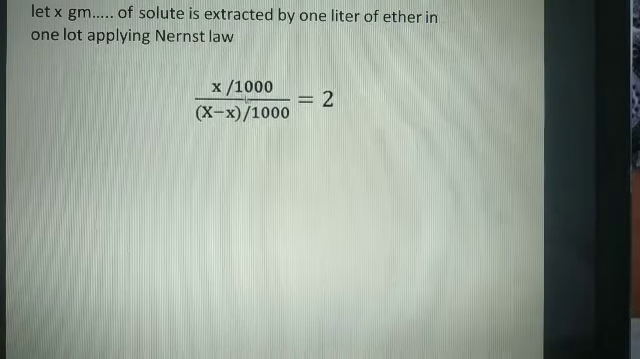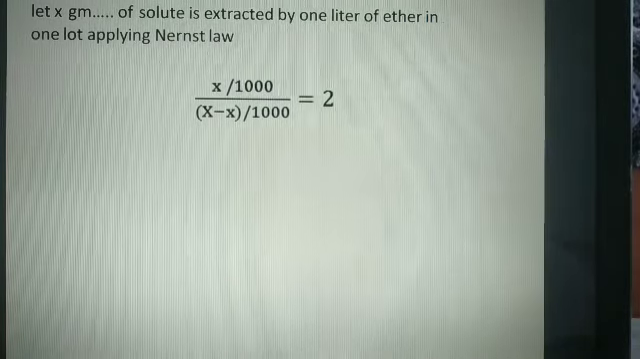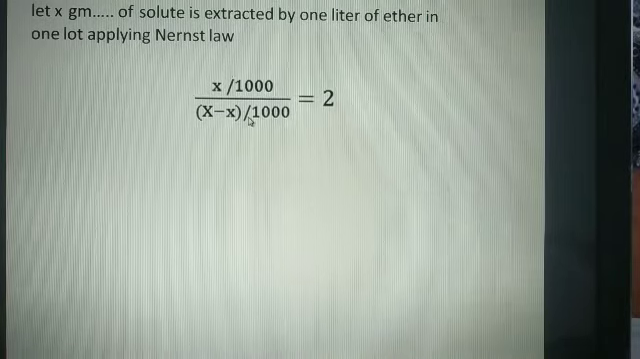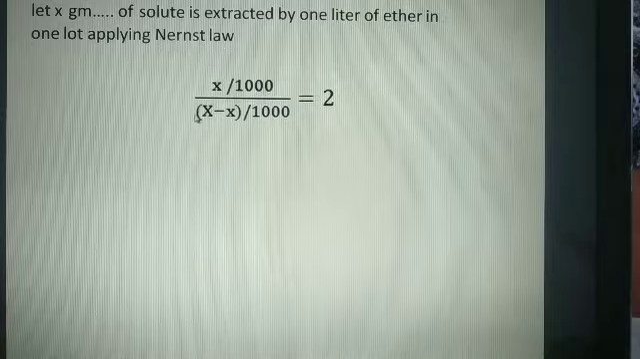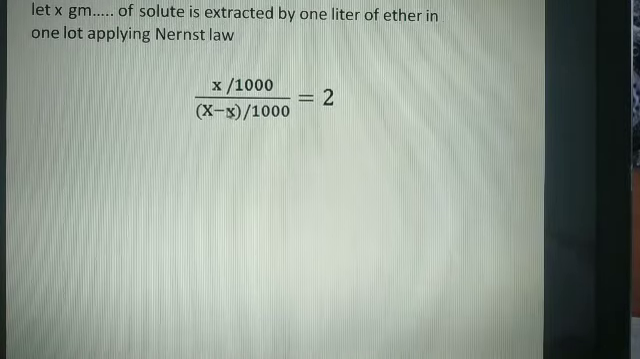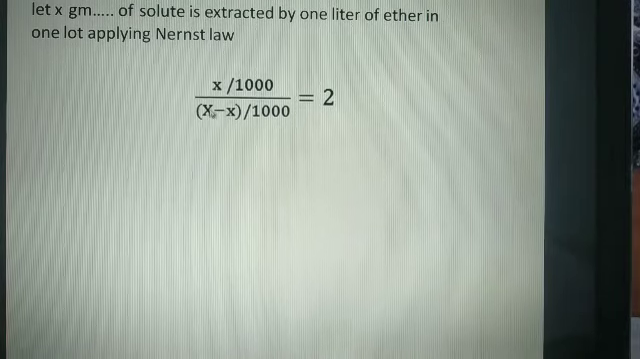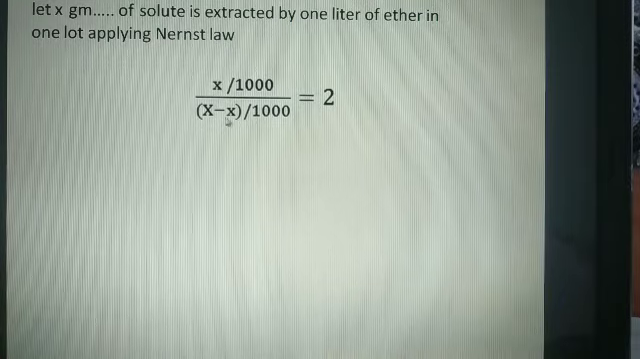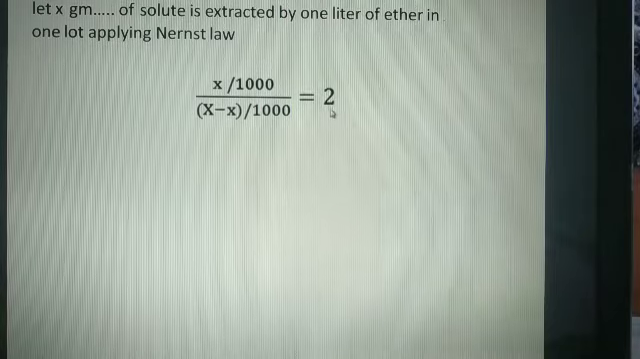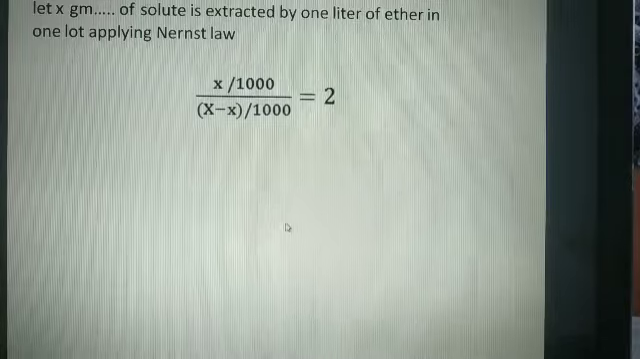The ether that is being used is in liter amount. So x divided by 1000 is the concentration now present in the ether, and X minus x: total it was capital X that was present in the aqueous phase, and x has been moved to the ether layer. So X minus x is present now in the aqueous layer, divided by 1000, divided by 2. Now how the layers are separated, that is a different issue.